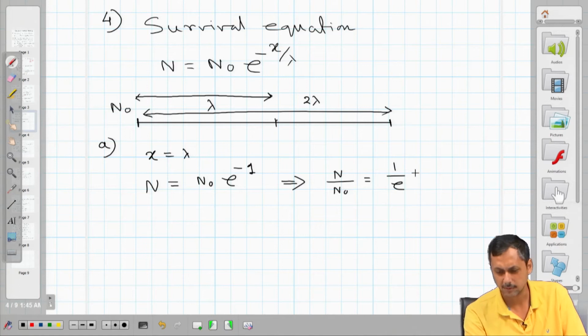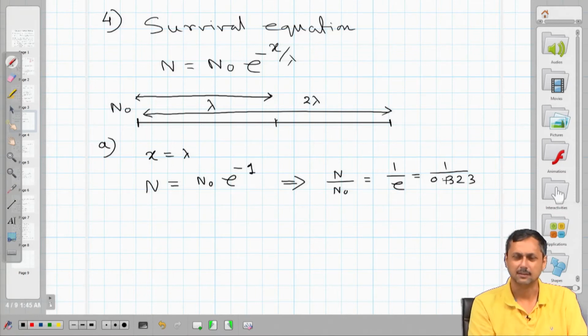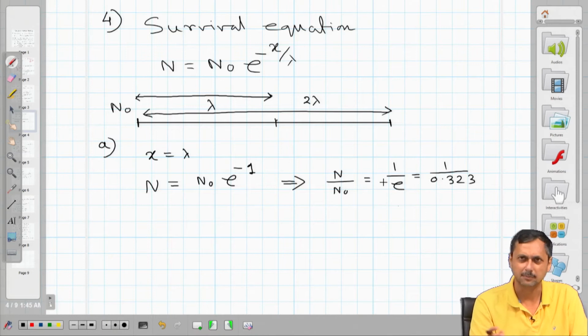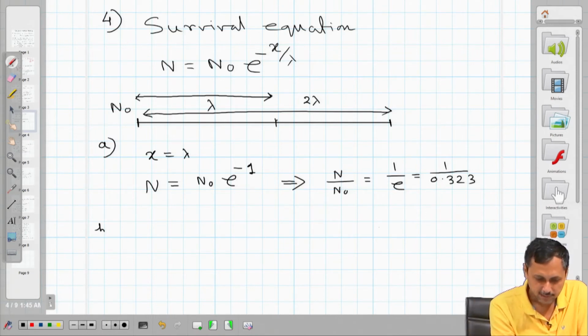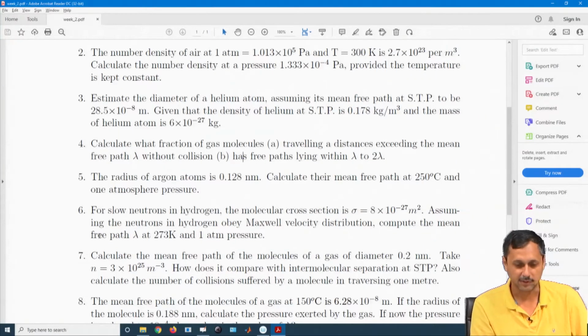I do not remember the value offhand, but it will be something like 0.323. Do not quote me on this, but just take a calculator and compute this number. Now, for part B, it is slightly tricky. Let us look at it once again.